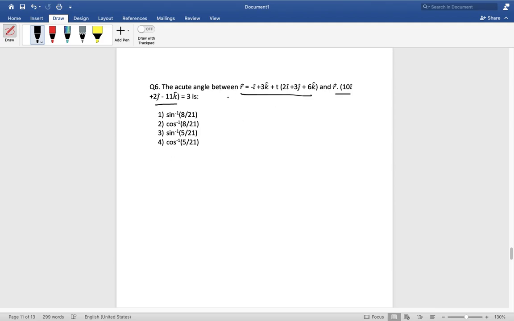Now this question is another CBSE level problem. It's just a straightforward problem. If you have done NCERT, this should be doable easily. The acute angle between this and this. So what is this? This is a straight line, and this guy is a plane. The straight line is parallel to this vector, and this is the normal vector of the plane.